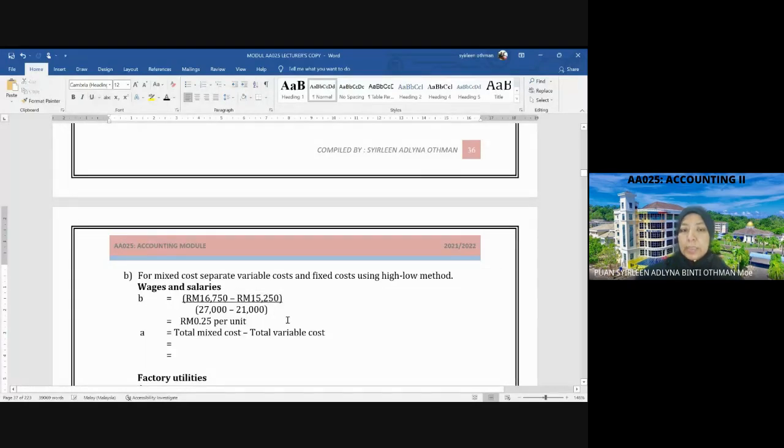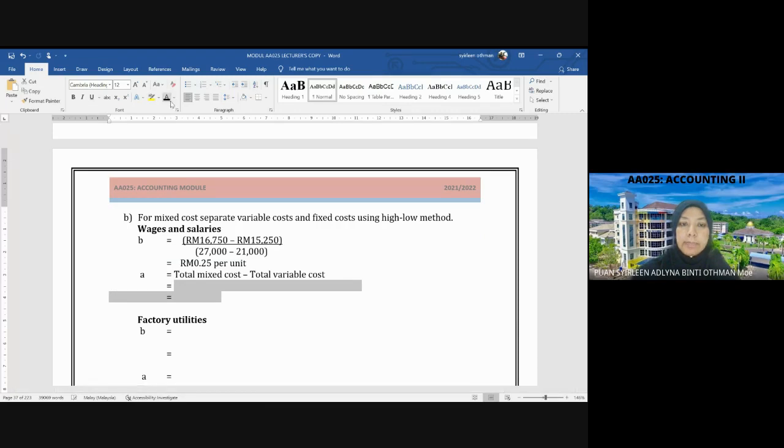Kenapa Madam buat untuk wages and salaries? Sebab wages dan salaries ni ialah mixed cost. Kena asing dulu baru boleh dapat fixed and variable. Sebab bila awak form equation tu, nilai yang kamu perlu cari ialah A, which is fixed cost, and B, which is your variable cost per unit. Sebab tu kita tak boleh guna mixed cost, kena asingkan. Okay? Alright, so sekarang saya nak cari A.